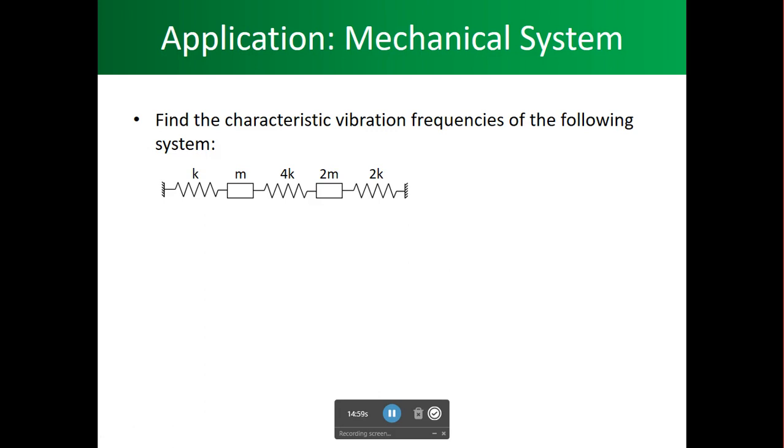So we'd like for you to also find the characteristic vibration frequency of the following system. We have two masses here, one double the size of the other, and we have springs here, and they're going to vibrate. So we want to find the characteristic vibration frequency. When we talk about frequency and vibration, we're going to be looking at rotation and the diagonalization formula.